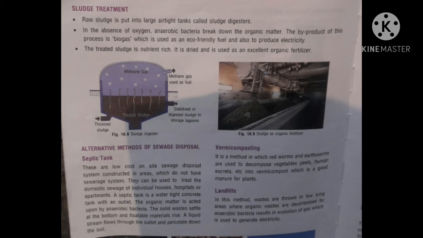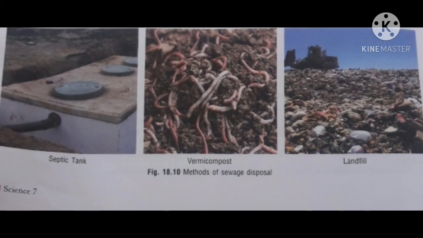Next topic is vermicomposting, a method in which red worms and earthworms are used to decompose vegetable peels, human excreta, etc. into vermicompost, and this is a good manure for the plants. Now the landfills. In this method, waste is thrown in a low-lying area where organic waste is decomposed by anaerobic bacteria, resulting in evolution of gas, which is used to generate electricity. Here you are seeing figures of septic tank, vermicompost and landfill.